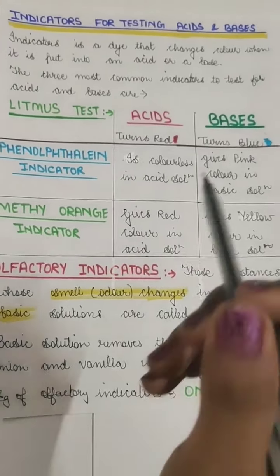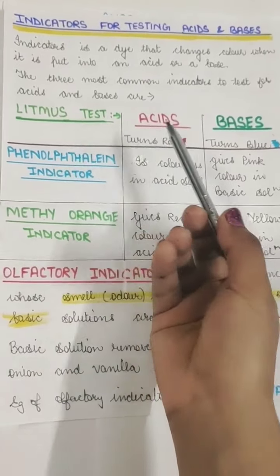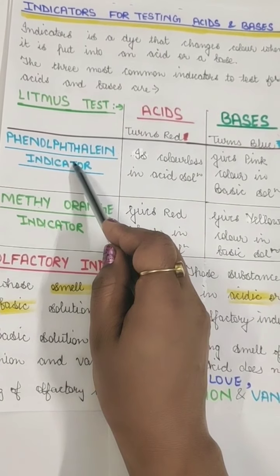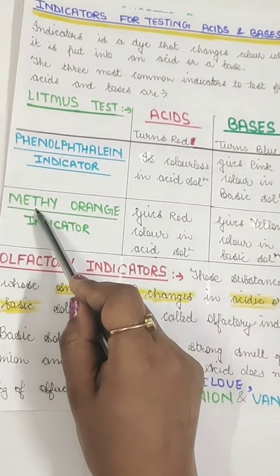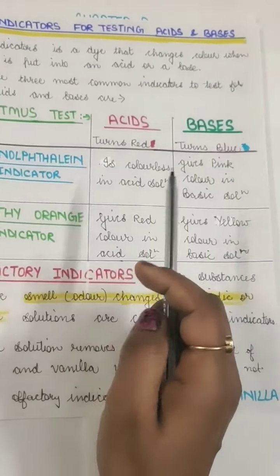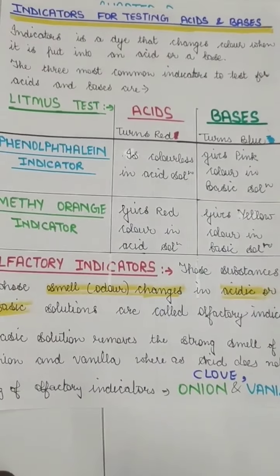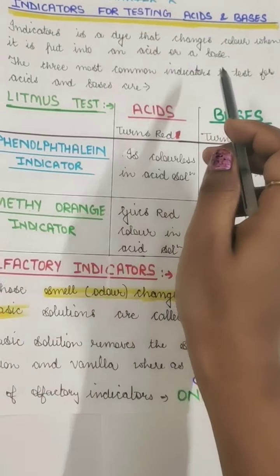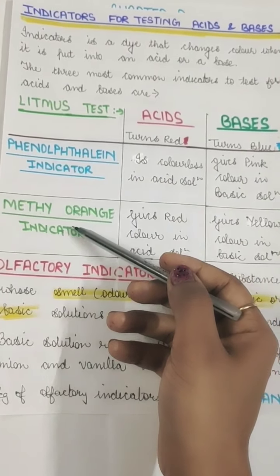Here are the few main indicators which are mentioned in your book, that is in your syllabus. They are the litmus test, which you have already studied in the previous classes. Then a new one is the phenolphthalein indicator, and the other one is methyl orange, which we just read. An indicator is a dye that changes color when it is put into an acid or a base. The three most common indicators are litmus, phenolphthalein and methyl orange.